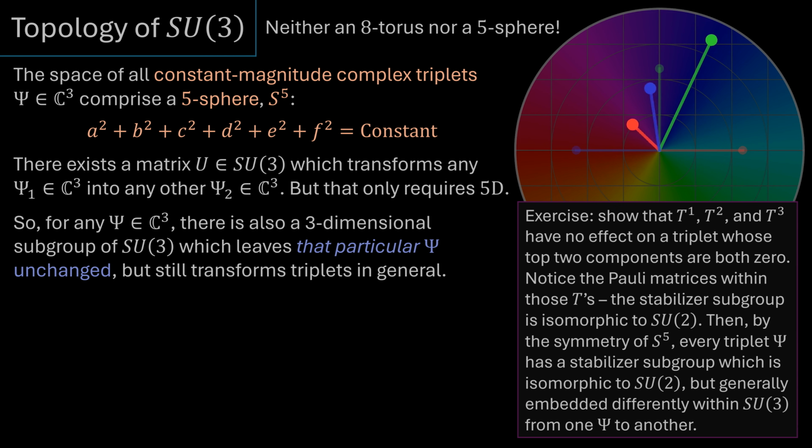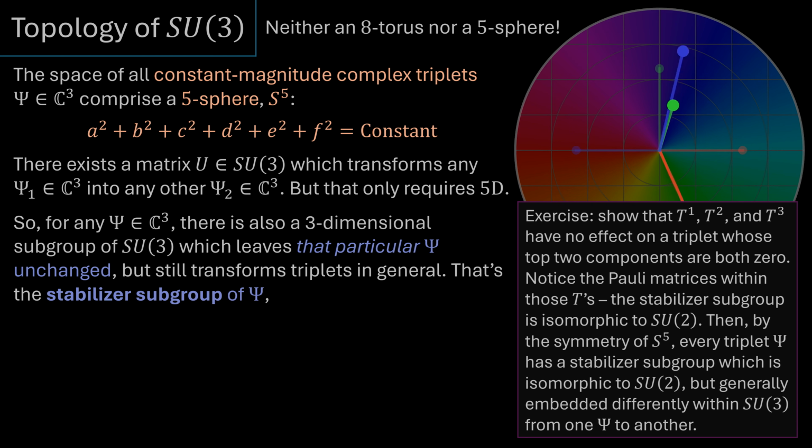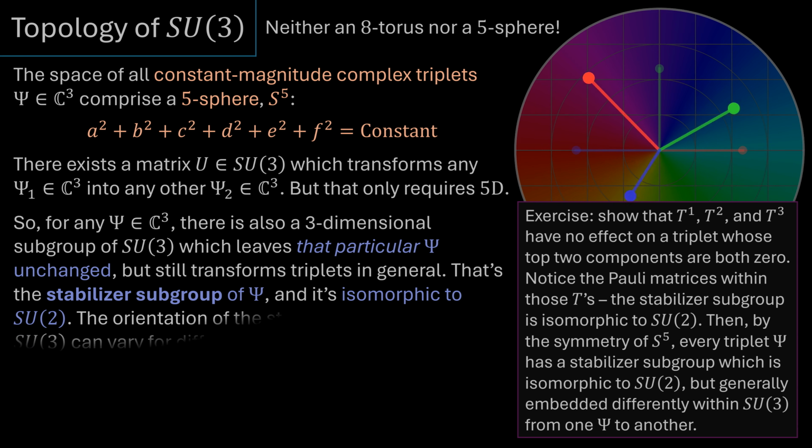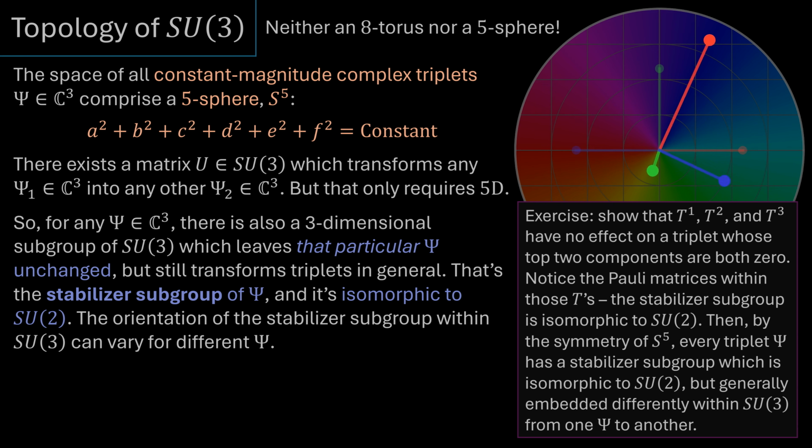So if you pick a particular triplet psi, that psi defines something known as the stabilizer subgroup of that particular triplet, which is a 3-dimensional subgroup of SU3 that's actually isomorphic to SU2. So if you pick a particular psi and apply any of the SU3 transformations that are in that subgroup, it'll leave that particular triplet completely unchanged. But that same stabilizer subgroup, in general, does transform another triplet.